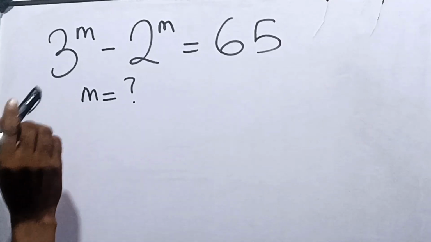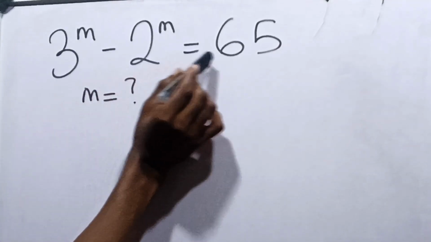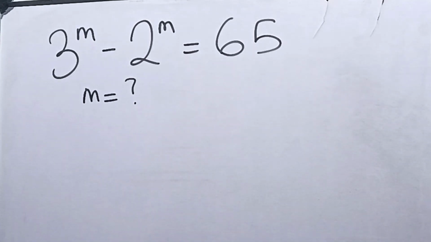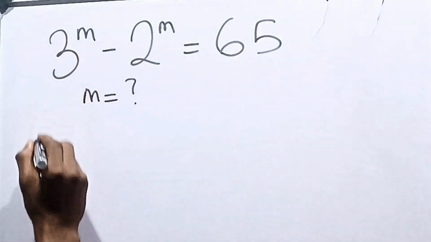Let's solve this question together. It says 3 raised to power m minus 2 raised to power m is equal to 65. We're going to solve for m in this question. Okay, how do you go about this? The first thing we can do here is to do something.